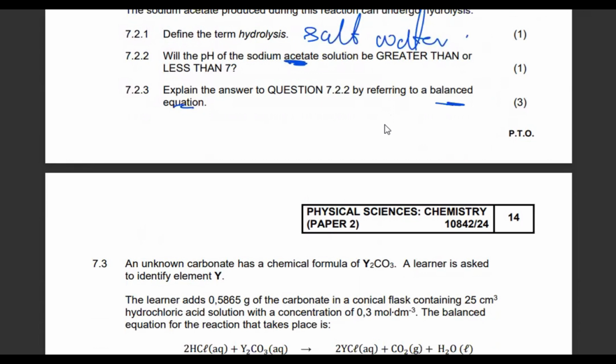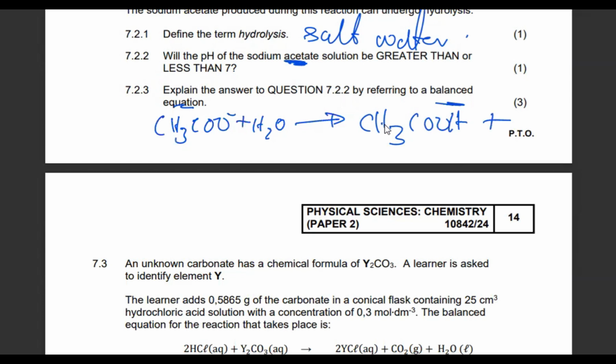Then we have the next question, which is explain the answer above using the equation. So if you look at it, when you dissolve it, let me first write the acetate here. Now when you add H2O here, you're going to produce ethanoic acid.